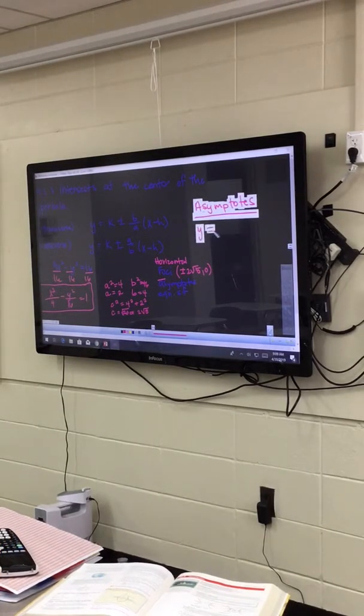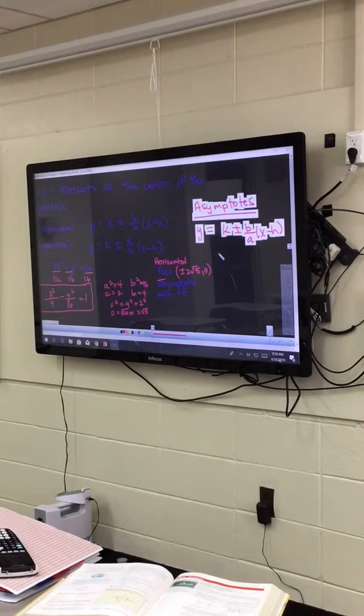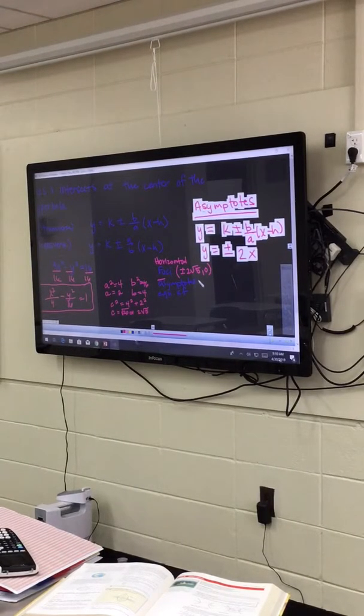So y equals k plus or minus b over a times x minus h. To find those asymptotes, I'm just going to plug in. h and k were 0, 0, right? So y equals plus or minus b over a. So what's 4 over 2? 1/2. No, 2. So 2, and then x minus 0 would just be x. Plus or minus 2x. So that's my asymptotes.